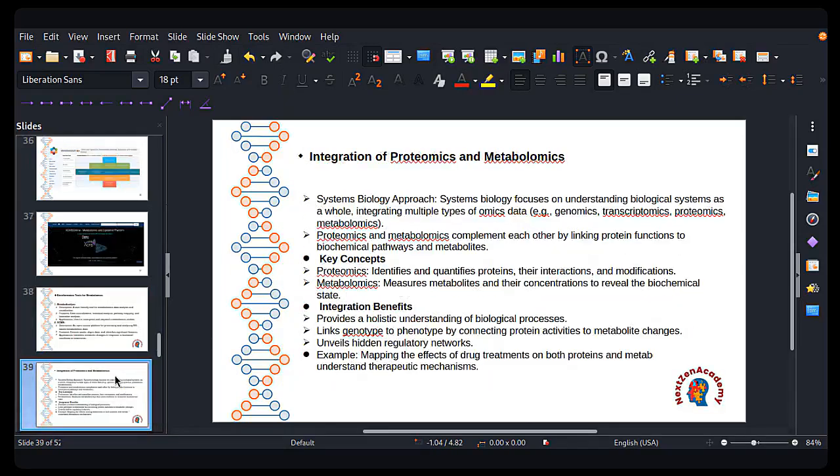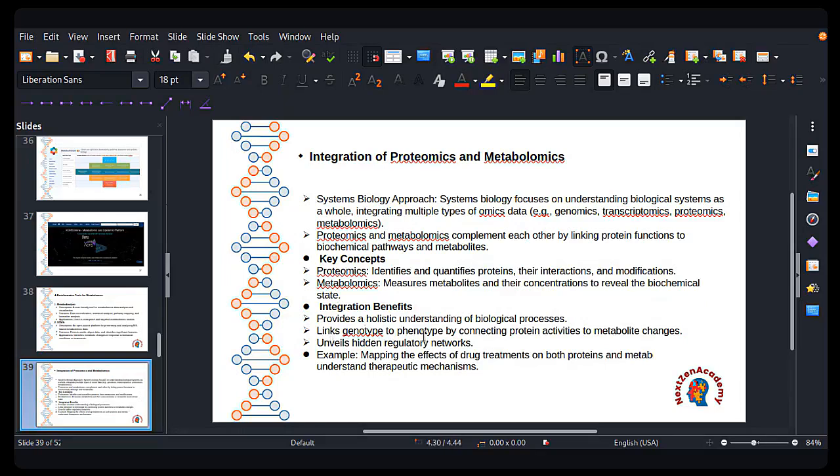Now integration of proteomics and metabolomics. You integrated different approaches. Systems biology approach means इनका combined result आप सबका देख सकते हो, right? Key concept: proteomics हमें क्या करता है? Identify and quantify protein, their interaction and modification. Metabolomics के केस में क्या होता है? Metabolites को देखते हो, उनकी जो interaction है, उनकी modification है. So integration से क्या होगा? एक holistic understanding बन जाएगी आपकी.